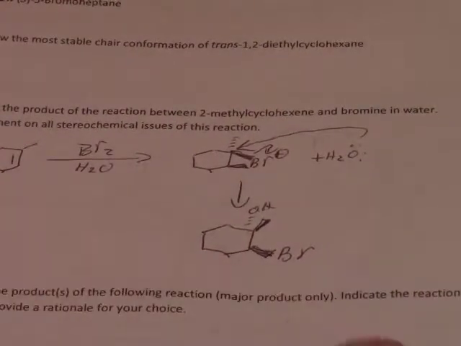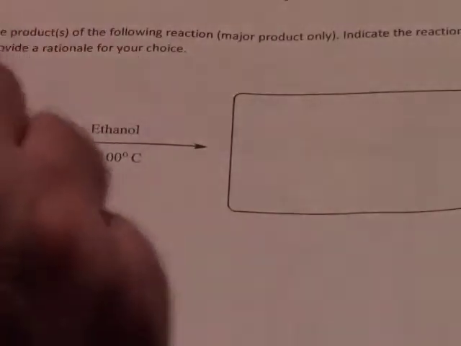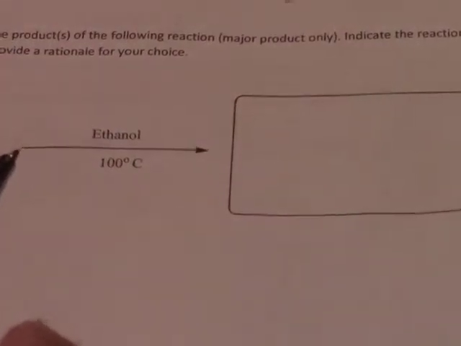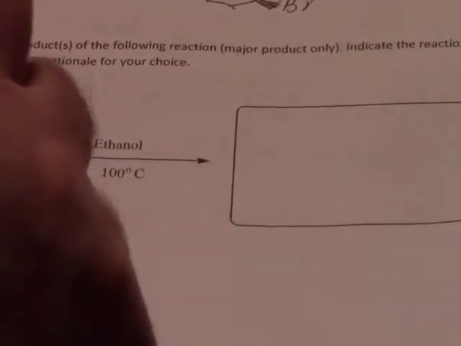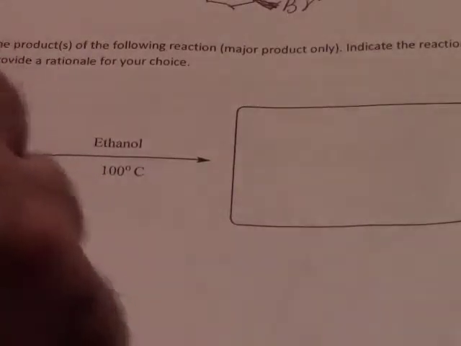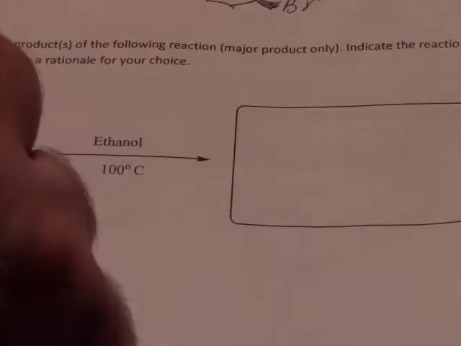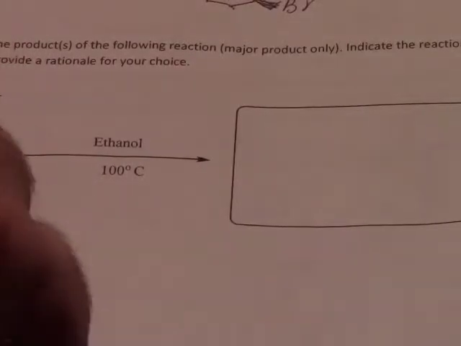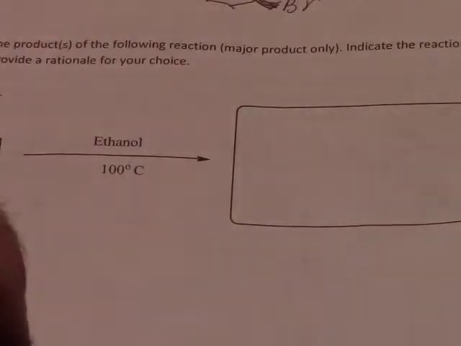Now question 6 asks you to provide the product of the following reaction, indicate the reaction type, and provide a rationale for your choice. Well, the first thing that we should notice is that we've got a tertiary alkyl halide, and so no SN2 or E2 type chemistry can really occur here because of the tertiary nature and the fact that we don't have a strong nucleophile or a good base. So I know this is going to have to be either SN1 or E1 type chemistry, and both are possible.